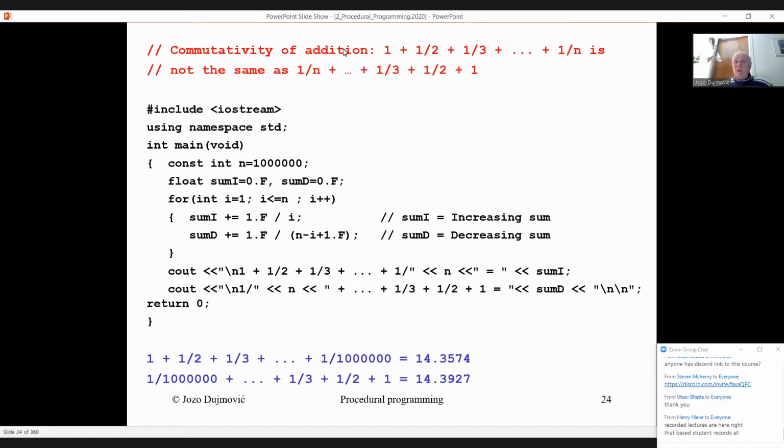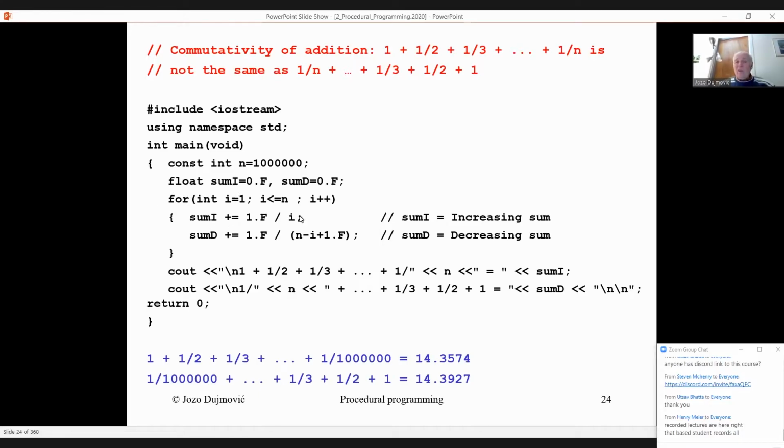To show you an example that shows explicitly what happens, I want to add the harmonic series. So 1 plus 1 divided by 2 plus 1 divided by 3 plus ... 1 divided by n. And this is going to give you some numeric result. But I can compute the same sum going from small values towards big values. So I have here 1 divided by n plus 1 divided by n minus 1 plus ... 1 divided by 3, 1 divided by 2, and 1. So these are two identical sums.